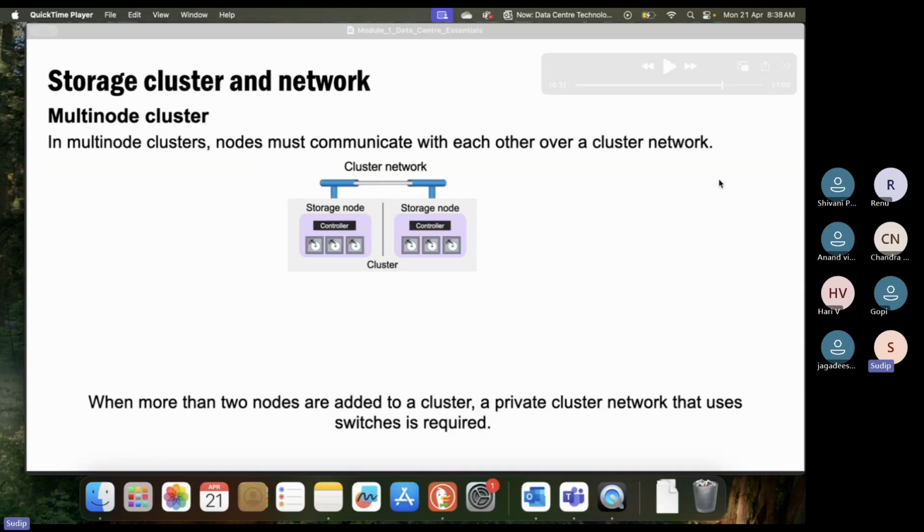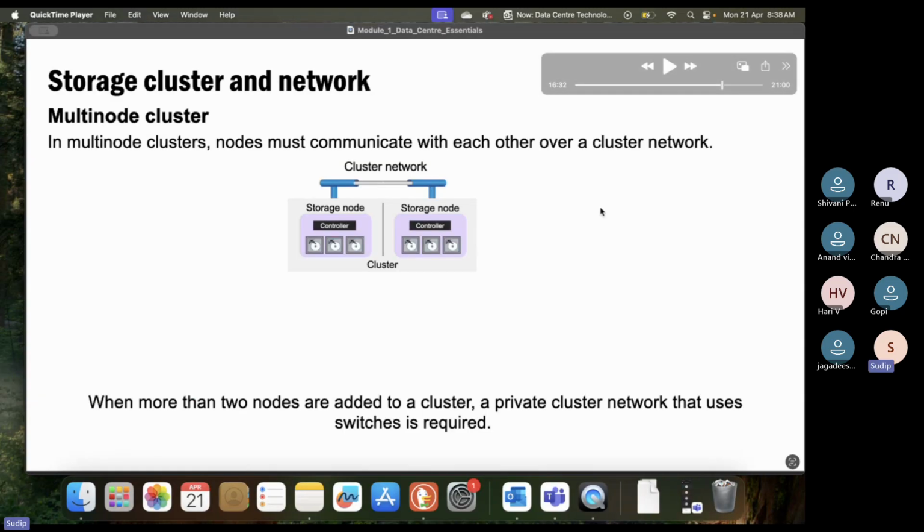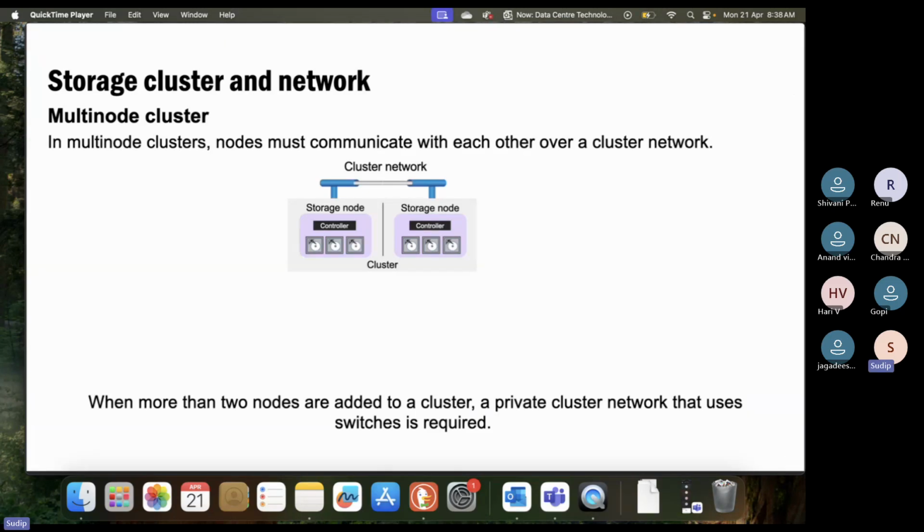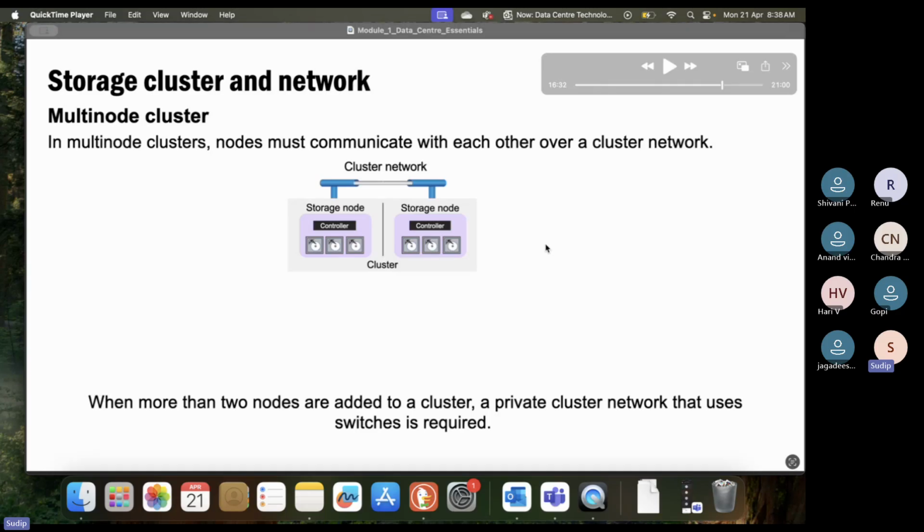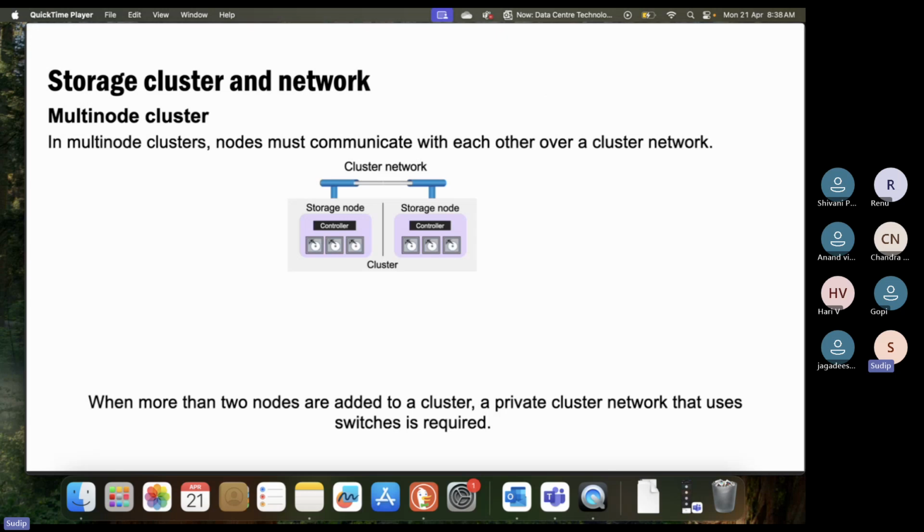Okay. So when we are talking about a multi-node storage system, you remember in our previous class we understood how storage controllers are connected to each other, right? We said there are multiple ways in which storage controllers talk to each other, how the data from one controller's memory within nanoseconds gets transferred to the memory of the other controller.